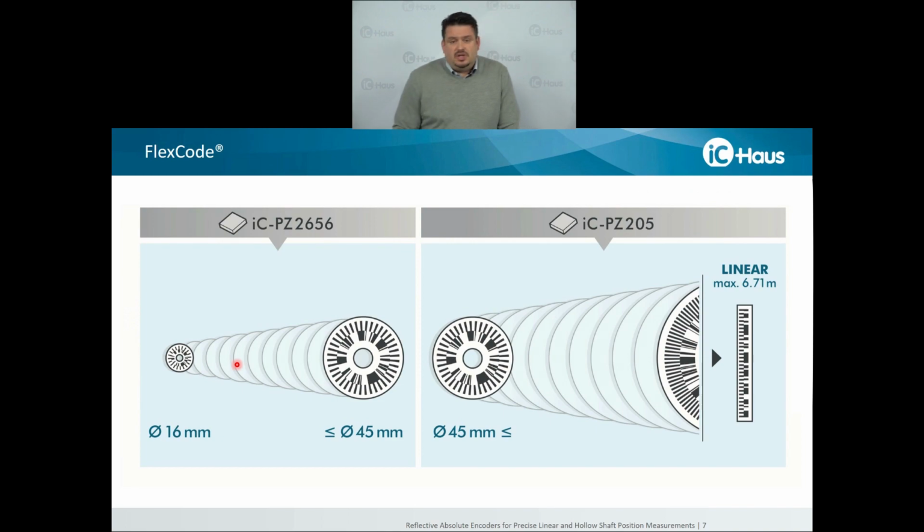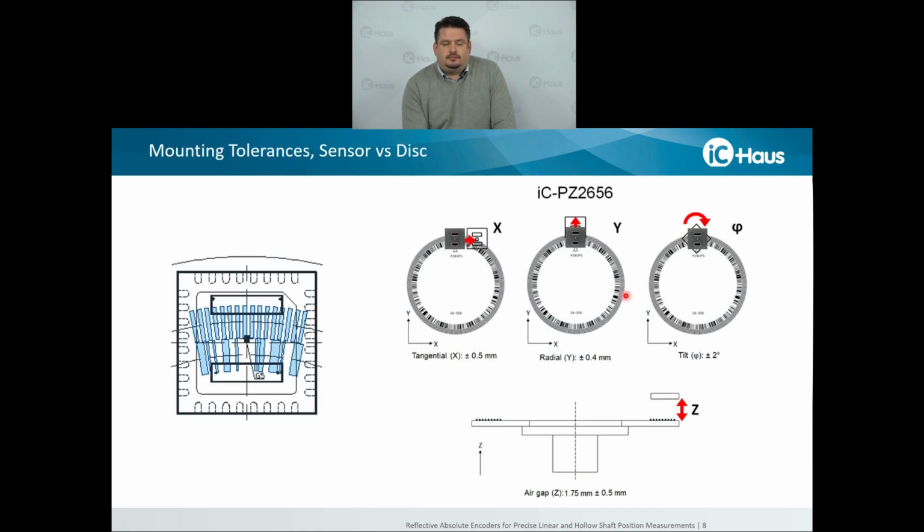One of the special features of iC-PZ is what we call the flex code. The flex code is a feature which allows you to cover almost any diameter, starting from 60mm up to 45 with PZ2656, and with code disk sizes bigger than 45 and up to linear applications to 6.71 meter, you can use the iC-PZ 205, which will be presented in the live demonstrations later on.